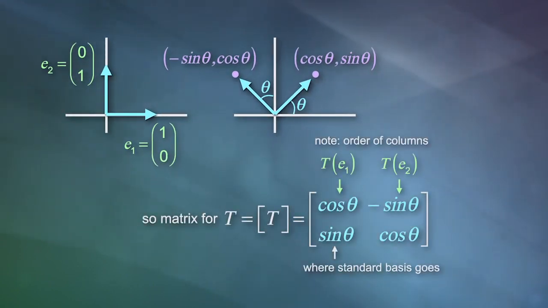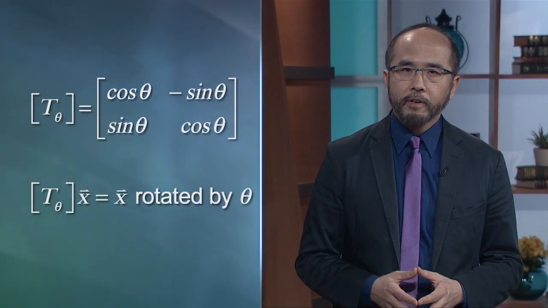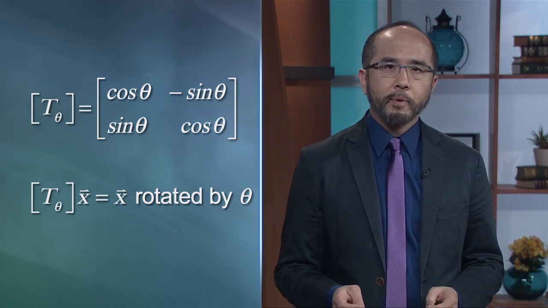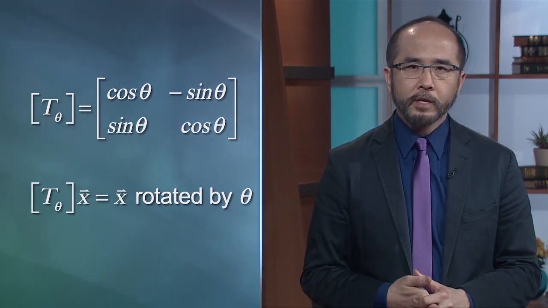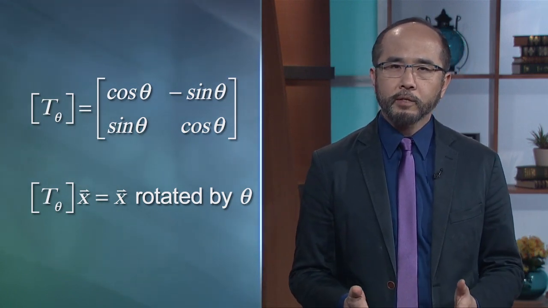Then we form a matrix with the image of E1 as the first column and the image of E2 as the second column. Now keep in mind the order matters here. This gives a 2 by 2 matrix with entries cosine theta, minus sine theta, sine theta, cosine theta. And if you take a vector x and multiply it by this matrix on the left, it will perform rotation by theta.